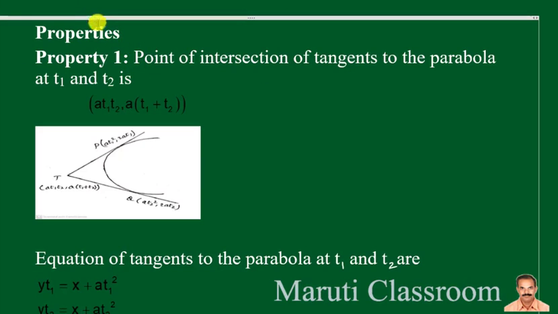Now properties. First property: the point of intersection of tangents to the parabola at t1 and t2, where t1 means (at1 square, 2at1) and t2 means (at2 square, 2at2). So draw tangents at these two points. We are going to show their point of intersection is (a t1 t2, a into (t1 plus t2)).